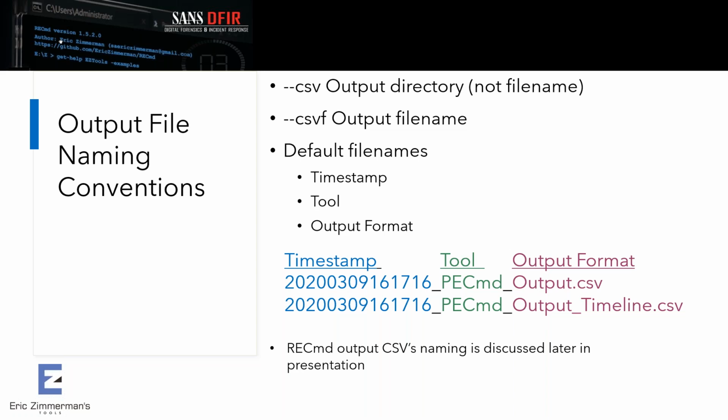Basically, it'll start out with a timestamp. It'll have the name of the tool in the file name, as well as some type of output designator at the end. So what you're looking at here are two file names that were generated totally by the tool, meaning there was no CSVF option provided. At the end of the presentation, when we talk about the command line version of Registry Explorer, I'll spend a little more time talking about the naming conventions used there because it is slightly different.